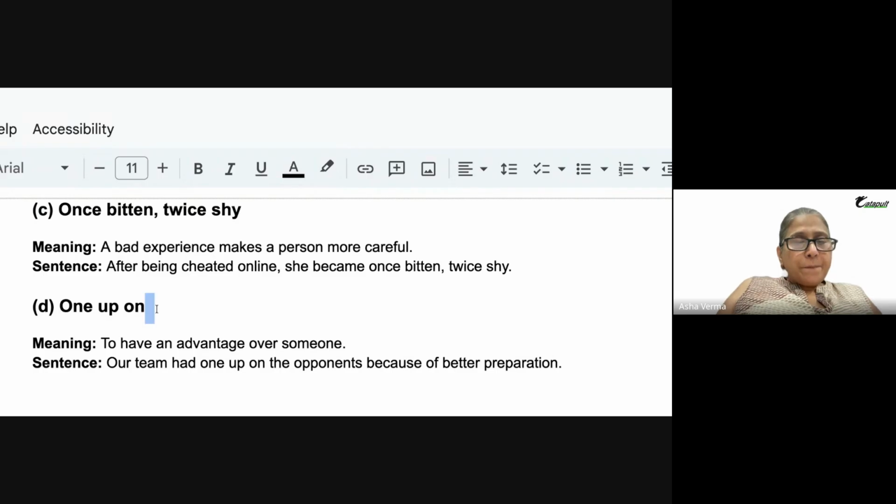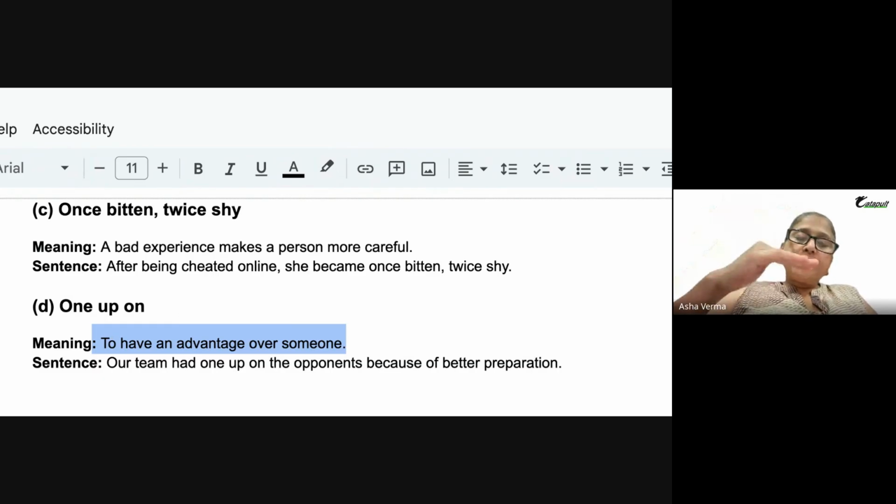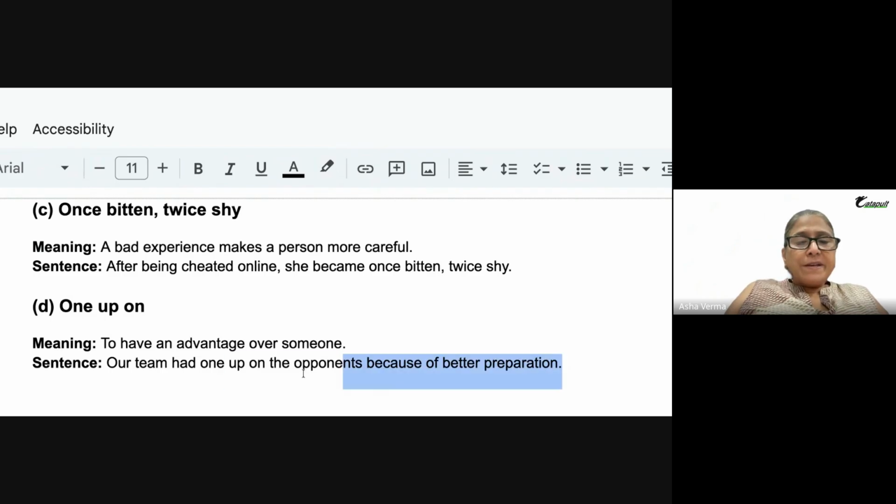One up on. That means to have advantage over someone. One up. That means above someone else. Our team had one up on the opponents because of better preparation. So they said because we were better prepared, we were one up on the opposite team. Okay.